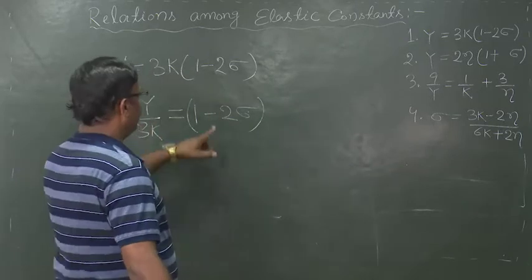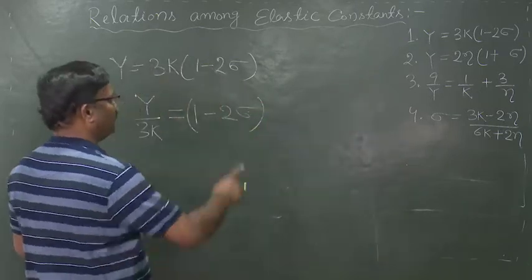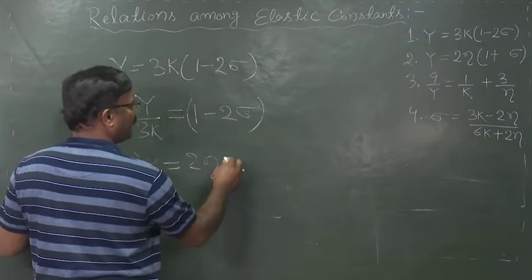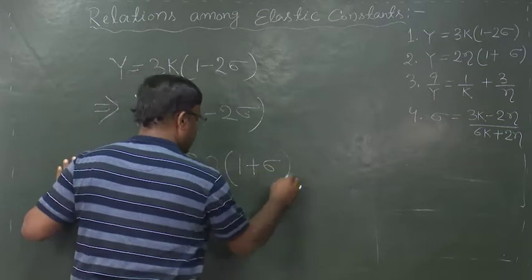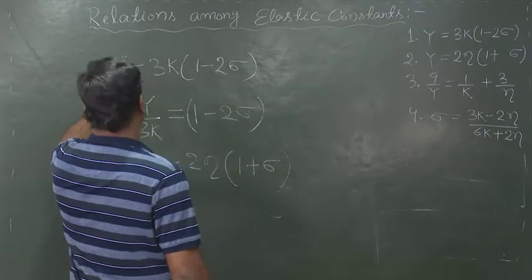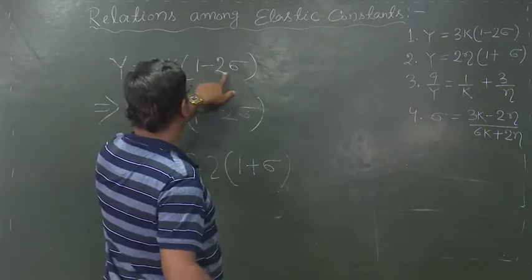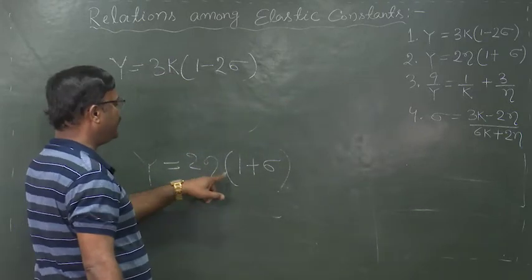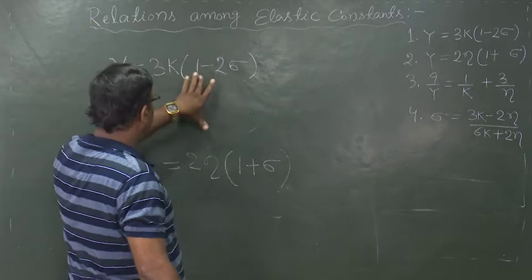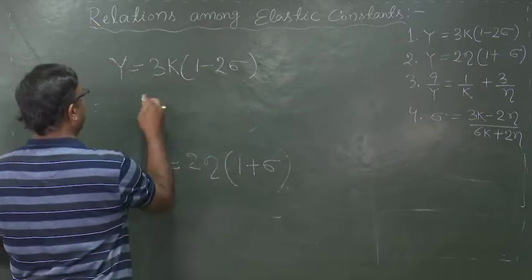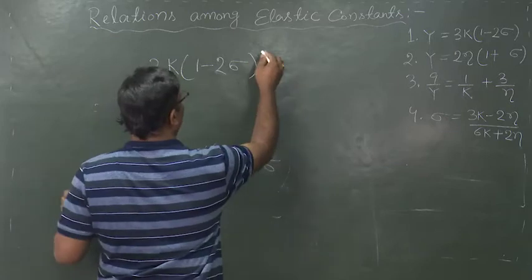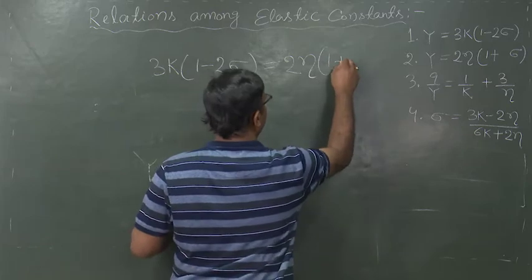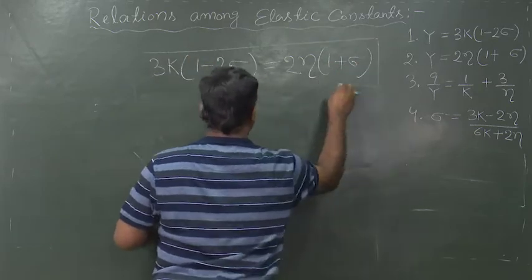So from the second relation, we know that Y equals 2η into (1 plus σ). From the first relation, we know that Y is equal to 3K into (1 minus 2σ). From these two relations, we can write 3K(1 minus 2σ) is equal to 2η(1 plus σ).